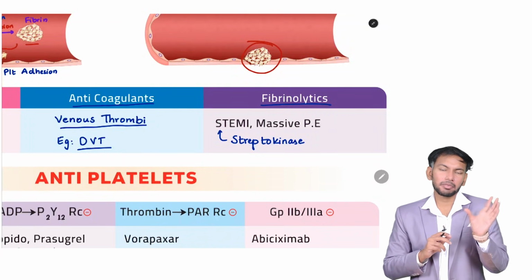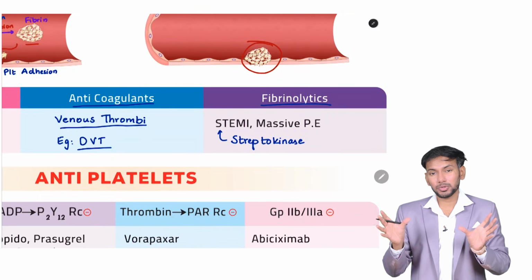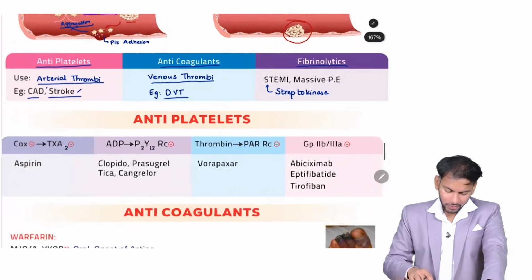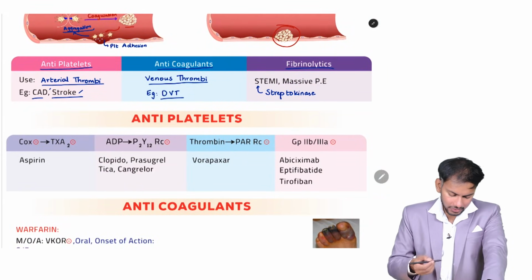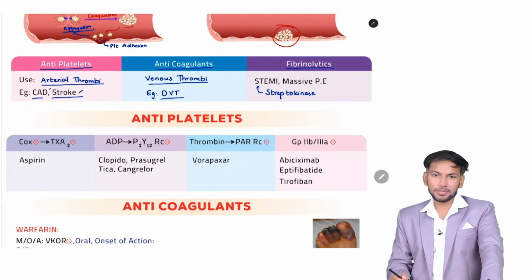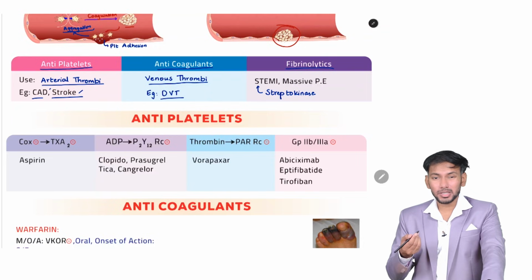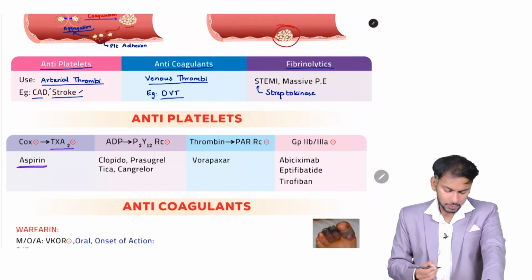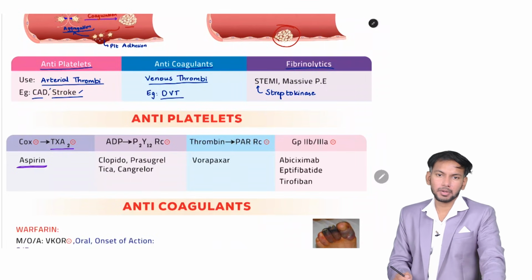In arterial thrombi, we are using antiplatelets. In venous thrombi, we are using anticoagulants. So, first we will start with the antiplatelets. You can see here, these are the drugs. You must have studied them so many times. The first class of drugs is COX inhibitors. COX inhibitors will block thromboxane A2. The drug is aspirin. We've already studied all about aspirin in autacoids.